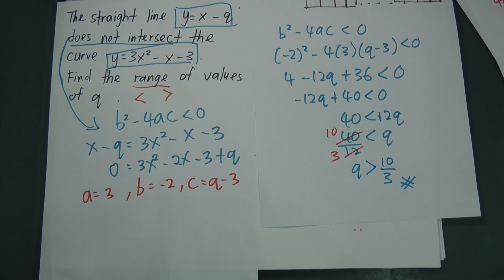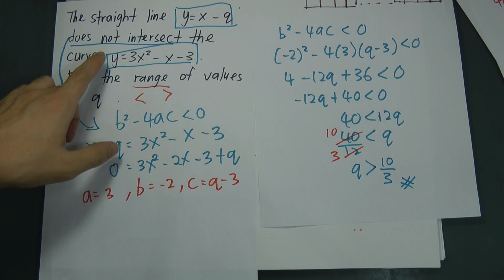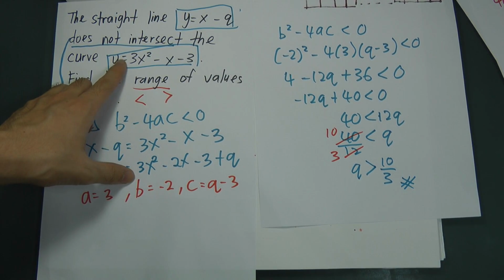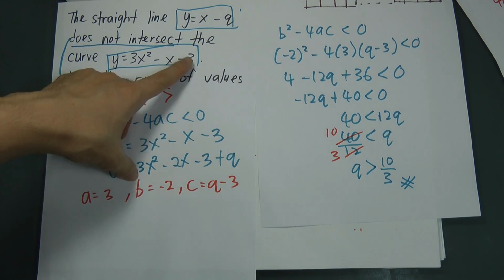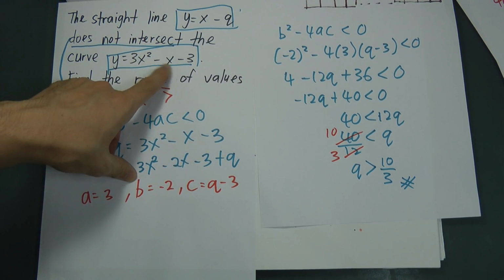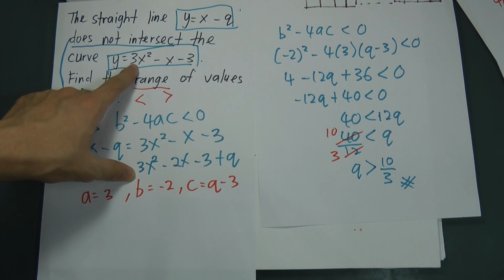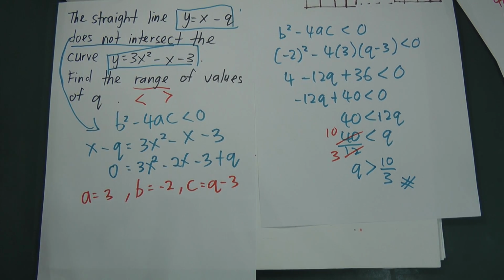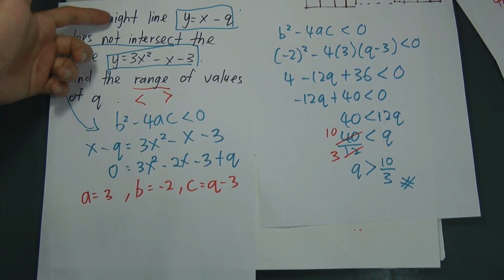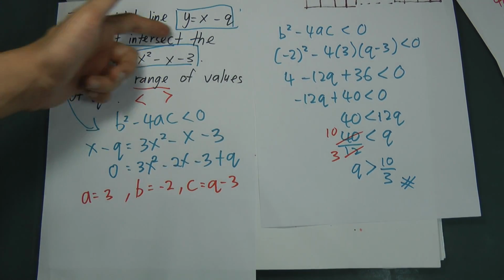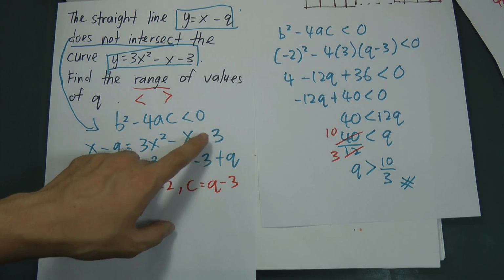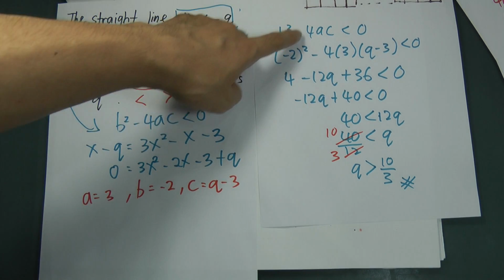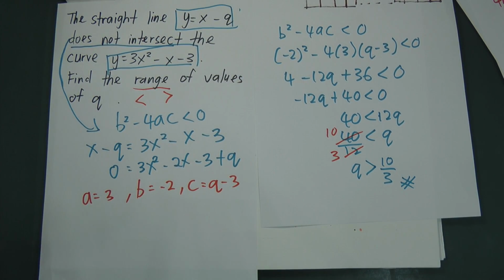That's simple. Some students make a mistake in this kind of question because they straight away take y equals 3x squared minus x minus 3 and make it 3x squared minus x minus 3 equal to 0, and then take a equal to 3, b equal to -1, and c equal to -3. Then you will get it wrong. Even though it does not intersect, you still need to substitute the straight line and the curve together, make them equal to 0, then take out a, b, c, and only then substitute into b squared minus 4ac and find the range of values of q.